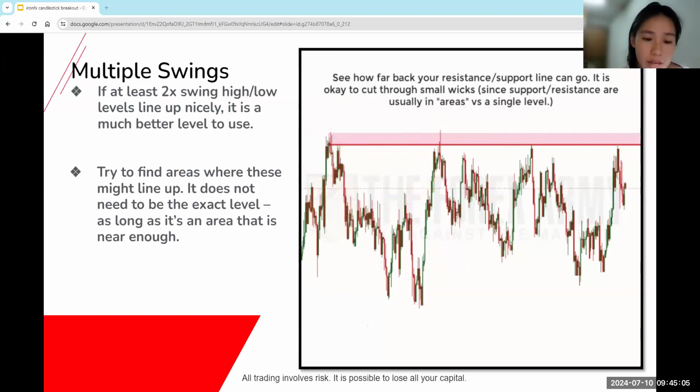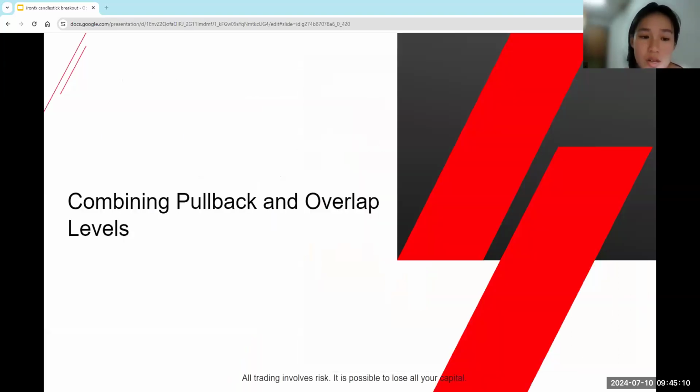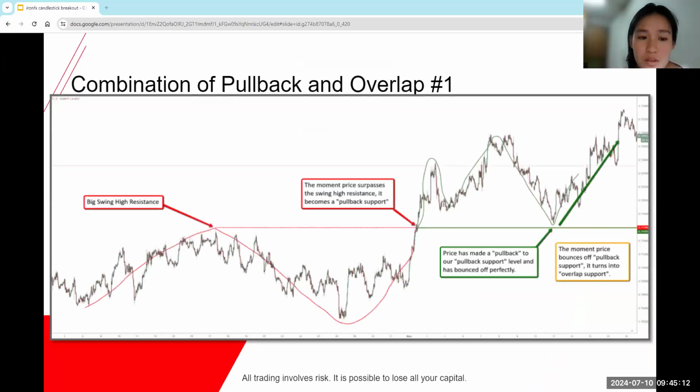Okay, so now let's look at combining what we know, so your pullback and overlap levels, like this. In this first example, we have a big swing high resistance level. Price surpasses this big swing high level and it becomes a pullback support, where we expect price to pull back or retrace back to that level. So in the green areas, we see price retrace to this level and bounce off of it perfectly. And once price bounces off the pullback support, it then becomes an overlap support.